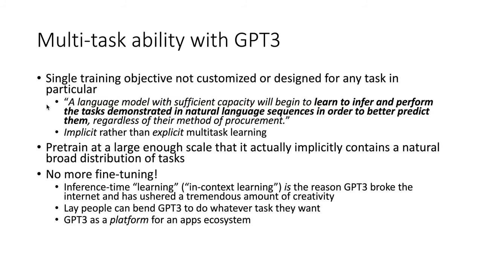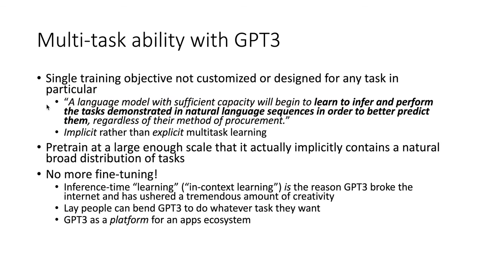And so for that, it needs to be general. It needs to have access to a ton of text where all these implicit tasks are demonstrated, basically. So that's why you need to pre-train at a very large scale so that you get an implicit, natural, broad distribution of tasks.